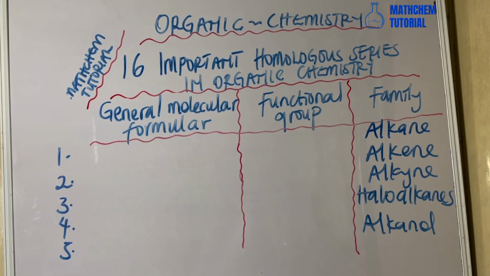In this video, we're looking into organic chemistry, and we are going to be talking about the 16 important homologous series in organic chemistry. So we'll be talking about the family, the functional group, and the general molecular formula.